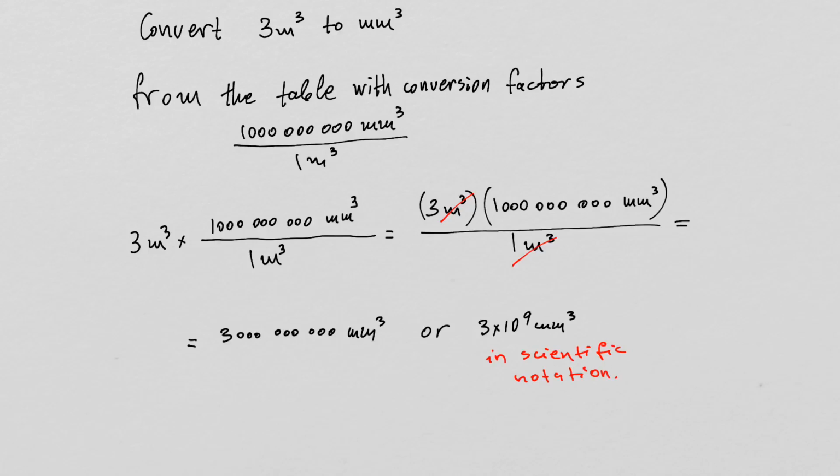So again, there are all kinds of conversion factors for area, volume, and length units in the table that is available for you to use. So you can get them from there. And so this basically concludes the lecture on Chapter 1, the Physics Toolkit.